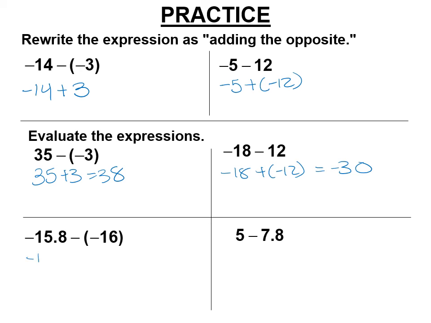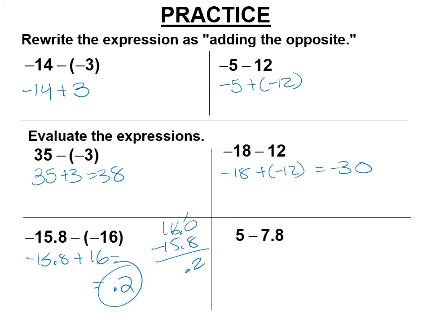Negative 15 and 8/10 plus 16. All right, so this is going to be positive, and you have to put the 16 up top, and you have to do a little regrouping. And I'm getting positive 2/10.